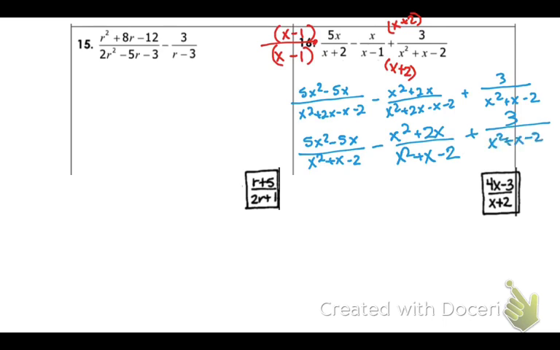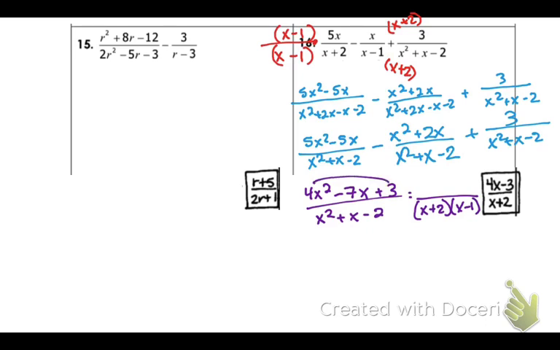Now you can combine the like terms. 5x squared minus x squared is 4x squared. Negative 5x minus 2x is going to be negative 7x. And then 0 minus 0 plus 3 is just plus 3. We're left with x squared plus x minus 2. You're going to go ahead and factor. Okay, the bottom, I would get x plus 2 and x minus 1. The top, I'm going to have to do the fraction.